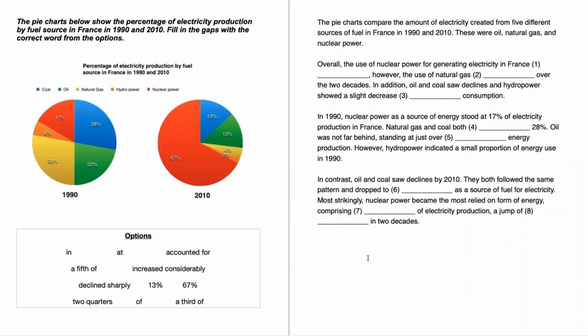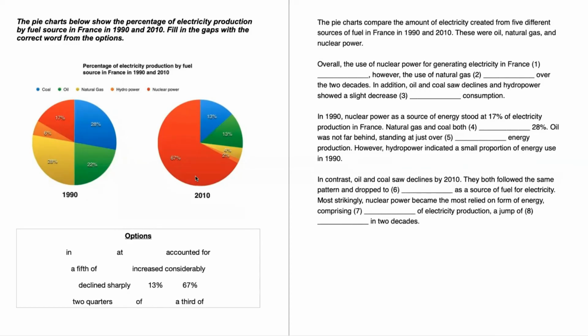Let's look at our final example here. We've got two pie charts. The pie charts below show the percentage of electricity production by fuel source in France in 1990 and 2010. Fill in the gaps with the correct word from the options. So we've got our different segments here. We're going to be comparing, we're going to be looking at the overall trend, and we're going to be looking at the data from 1990 and 2010.